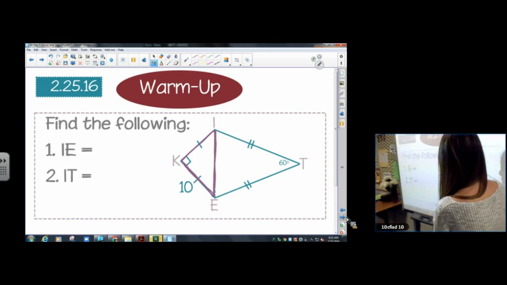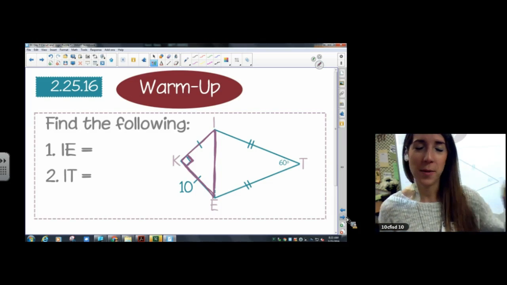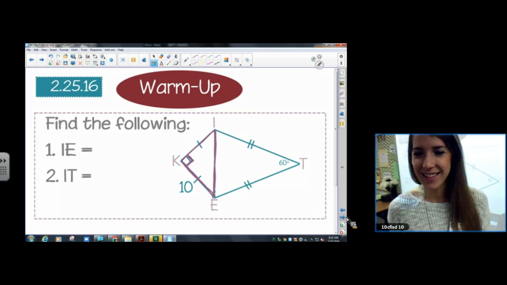Oh my goodness, we know two really important things. We know that it has a right angle. By the way, side note, did you know when a kite has a right angle, it's called a right kite? Isn't that fun? Say it, it's fun. It's a right kite. Okay, anyways.